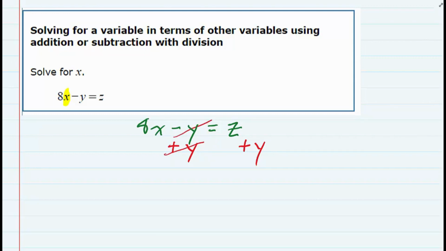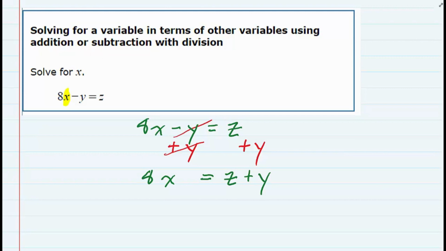So I still have the 8 and the x on the left hand side of the equation, and on the right hand side the z plus y. Those are not like terms, so I'm just going to rewrite that as z plus y. No simplification that I can do there. And then finally, we also need to get rid of the 8.